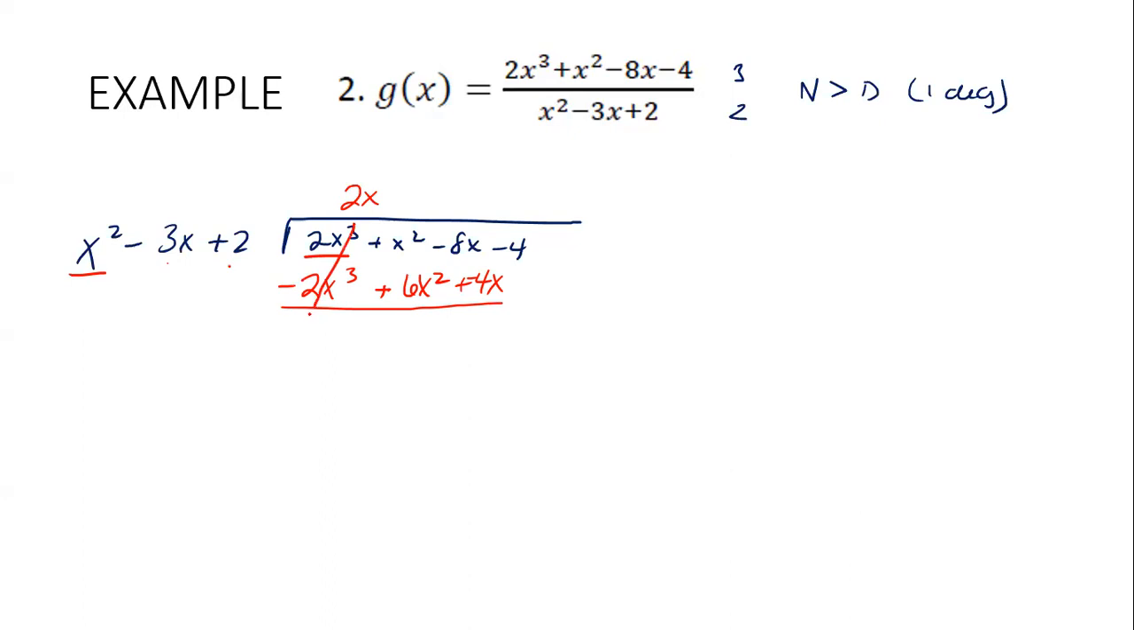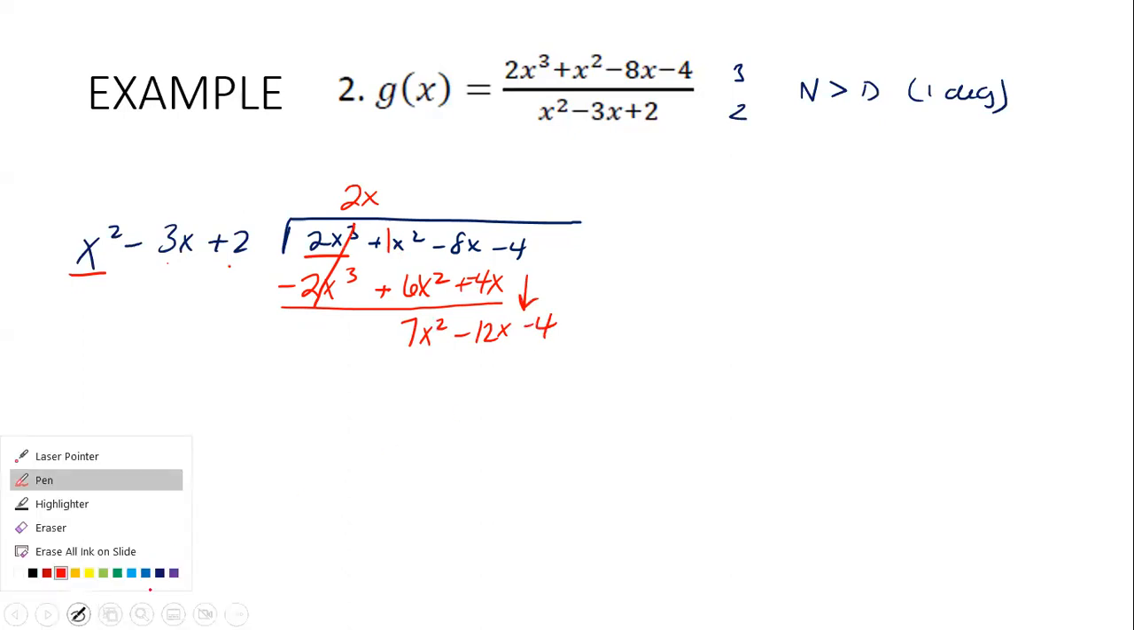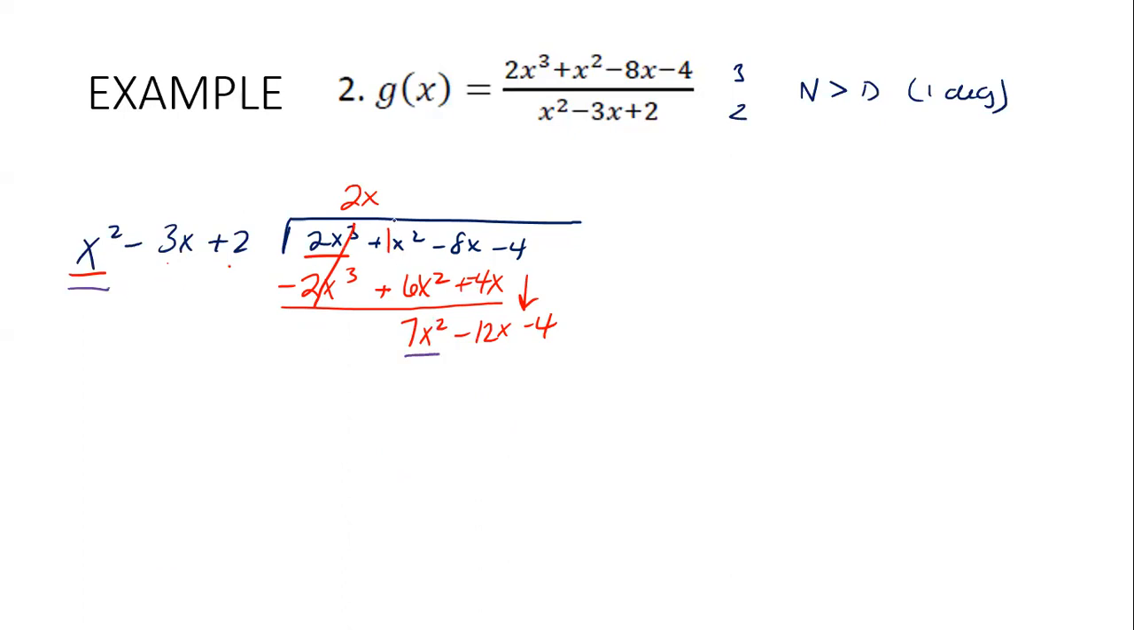So this cancels out like it's supposed to. 1x squared and 6x squared makes 7x squared. And negative 8x and negative 4x makes negative 4x. And then I bring down my negative 4. And now I'm going to repeat again. 7x squared divided by x squared is what? 7. In all honesty, can I stop here?